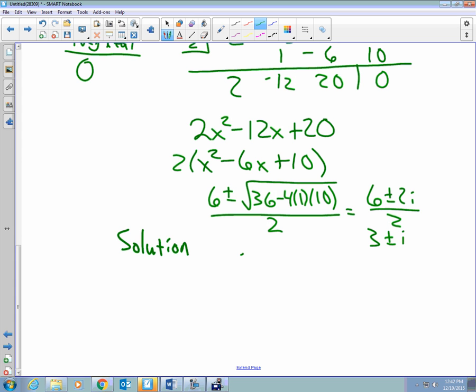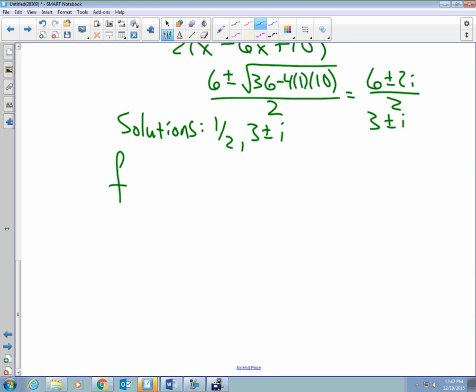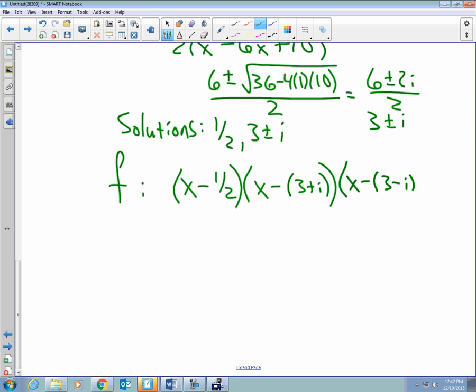So what are my solutions? 1/2 and 3 plus or minus i. Finally, I'll write it in factored form. x minus 1/2, x minus 3 plus i, x minus 3 minus i.